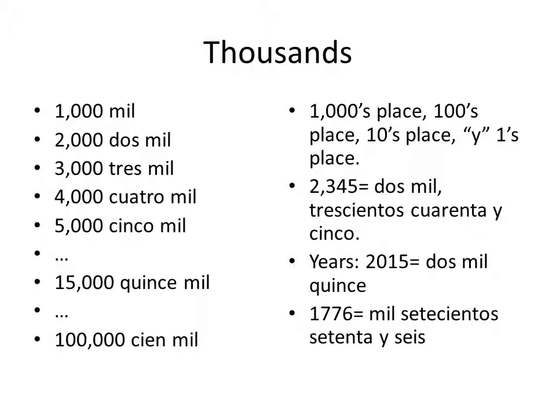dos mil trescientos cuarenta y cinco. We do this for years as well. Rather than saying twenty fifteen or nineteen ninety-nine, we say the entire number. So the year 2015 would be dos mil quince. So if we were to take an important date such as 1776, we would say mil setecientos setenta y seis, or essentially one thousand seven hundred seventy-six.